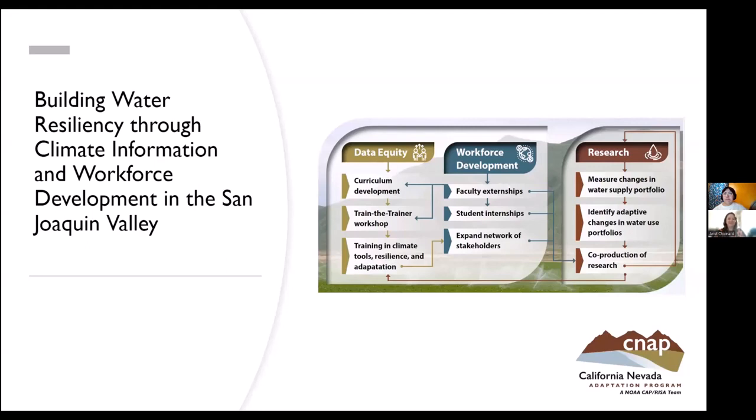Building water resilience through climate information and workforce development in the San Joaquin Valley in California. So this addresses the variability of California's water supply and the changing water policy landscape. And this is one of the nation's most agriculturally productive regions. So this project centers local technical and educational staff from the Kern County Community College District and the Central Motherlode Regional Consortium of Community Colleges in creating a local knowledge to action pathway for water resource use, management, and adaptation.